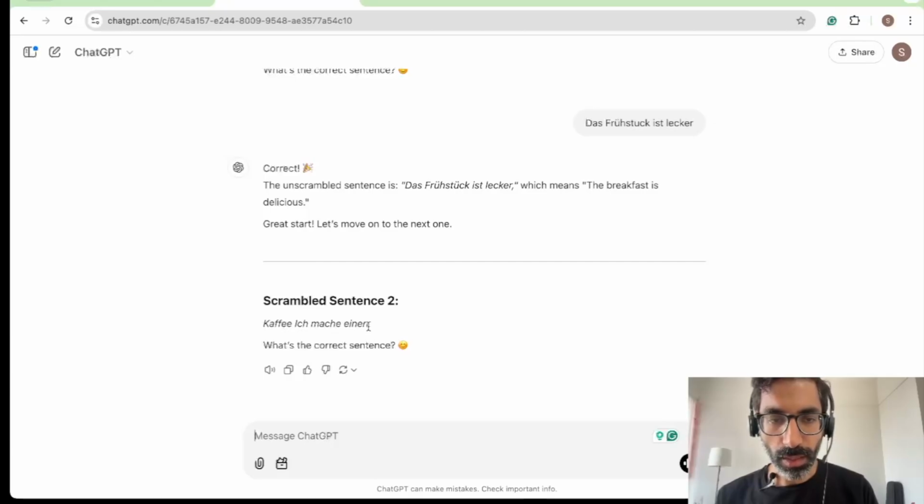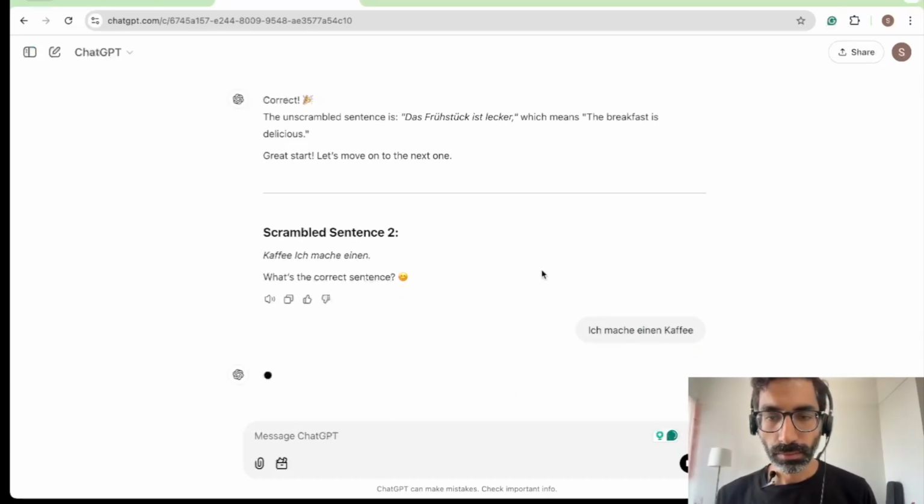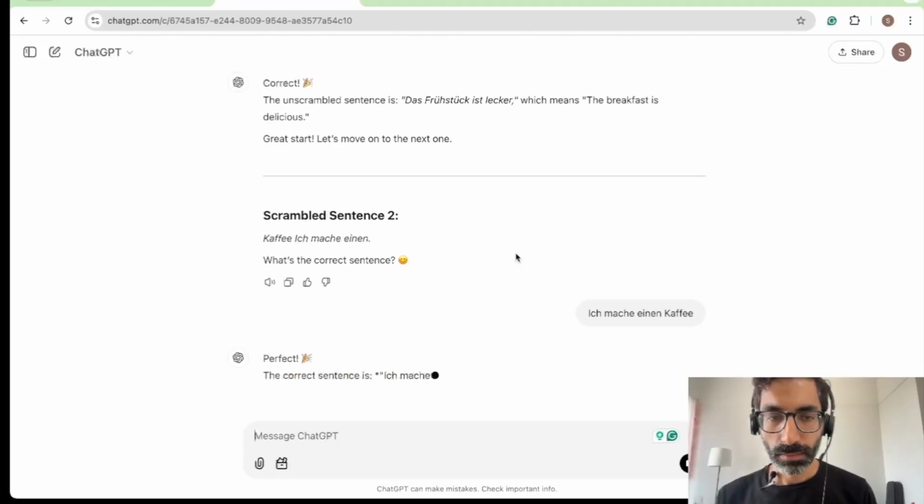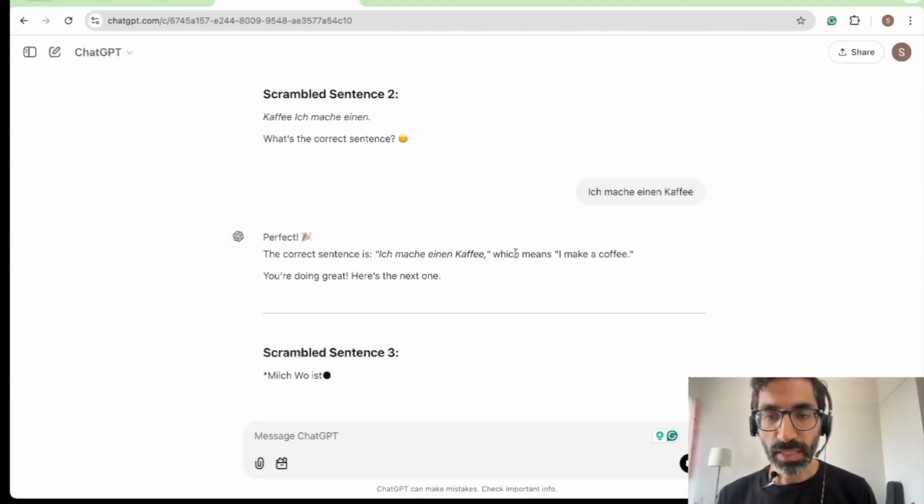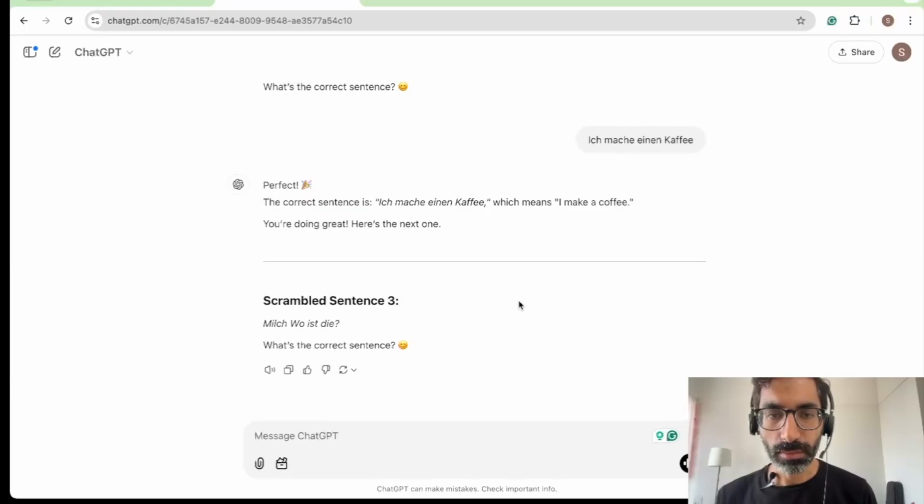"Kaffee ich mache einen." Let me see if this is the right order. Perfect. Okay, this means I make a coffee. As you can see, the sentences in German are somewhat similar to English, so I can still take a shot. And of course, if you're doing it for the first time, you may end up making mistakes. I still make mistakes, but that's okay, right? Because we're all learning.